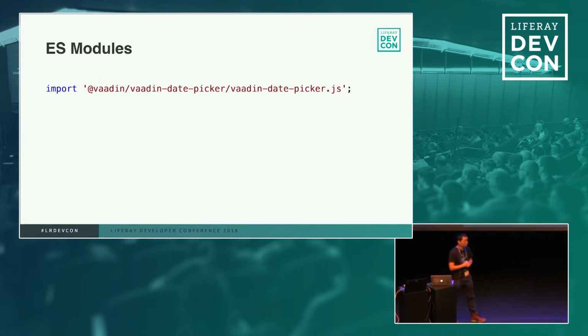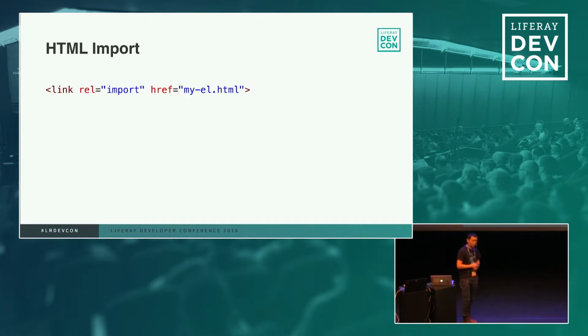Also, we have ES modules, which as you can probably see is quite similar to the import statement from Java. Normally you couldn't do everything in just one JavaScript file or just one HTML file, so you need to import others as well. The equivalent specification in the previous version of web components was HTML import. Basically the same thing, just a different syntax. Here you can import other HTML files into your own HTML file.